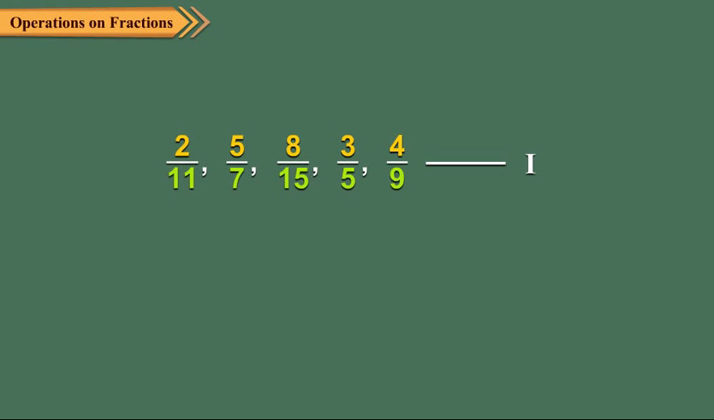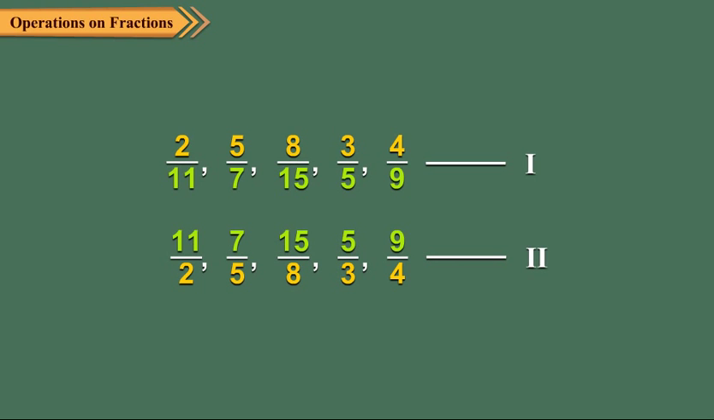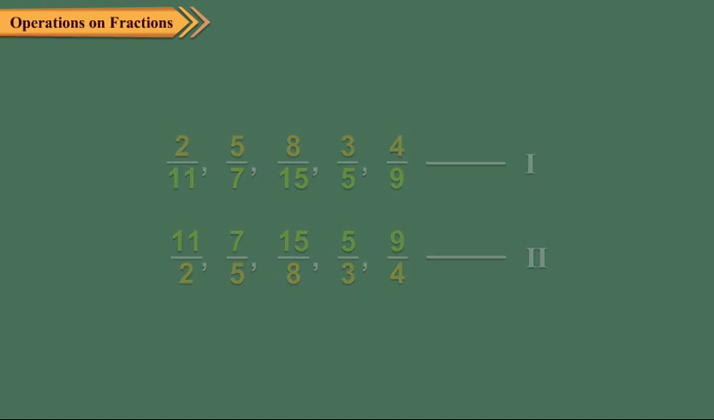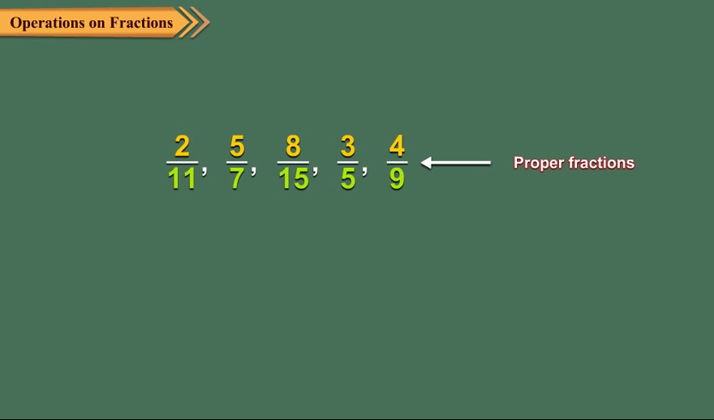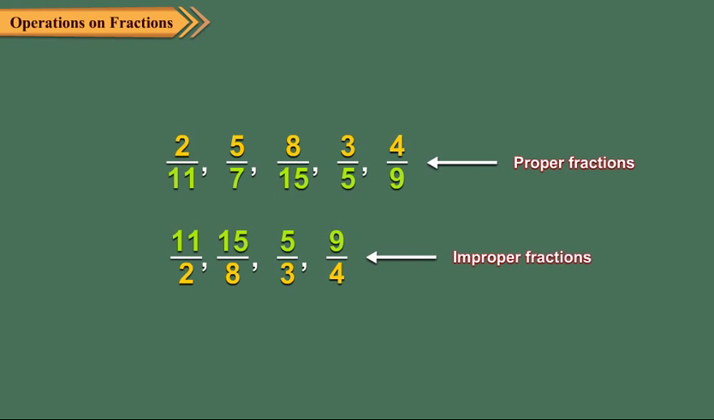Observe the two sets of fractions. Can you investigate how these two sets of fractions are different? On observing carefully, we see that in the first set, the numerator of each fraction is less than the denominator. We call such fractions proper fractions. In the second set, the numerator is greater than the denominator. We call such fractions improper fractions.